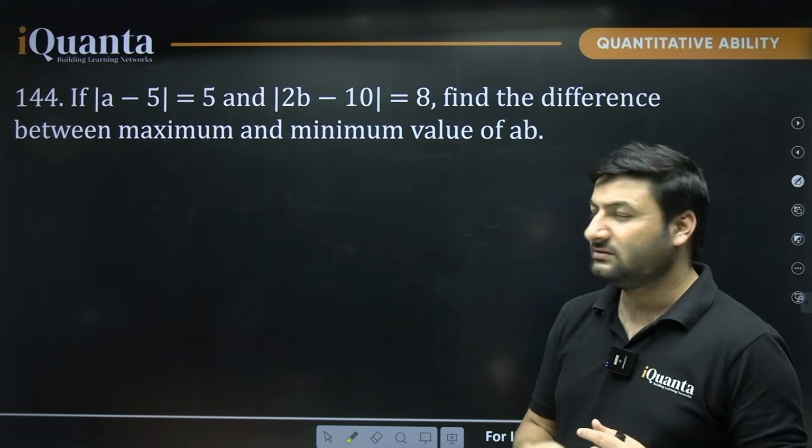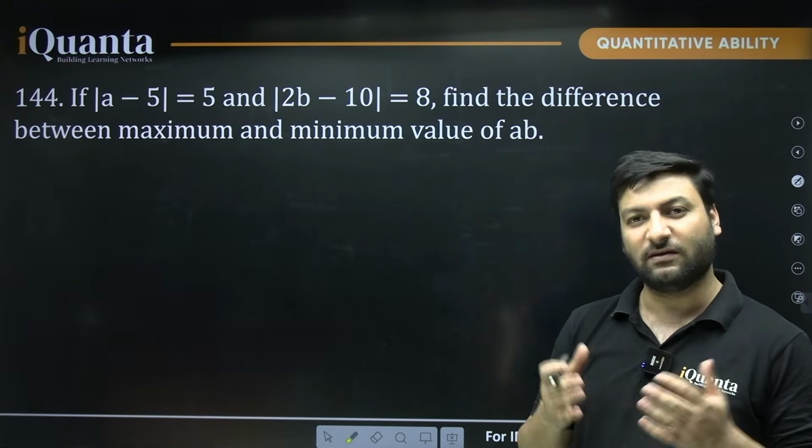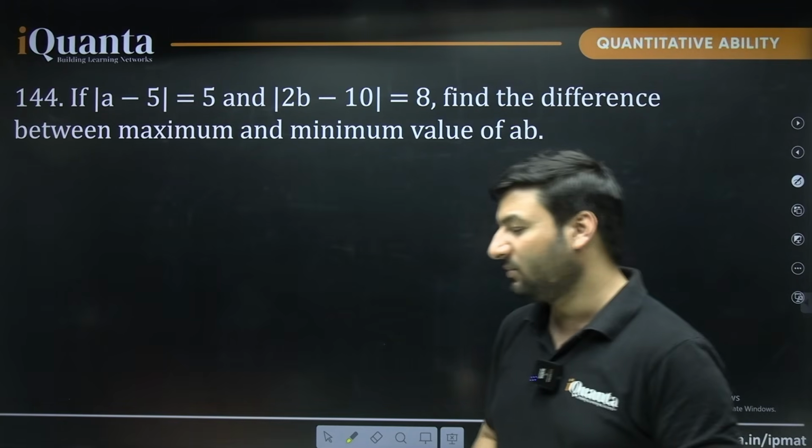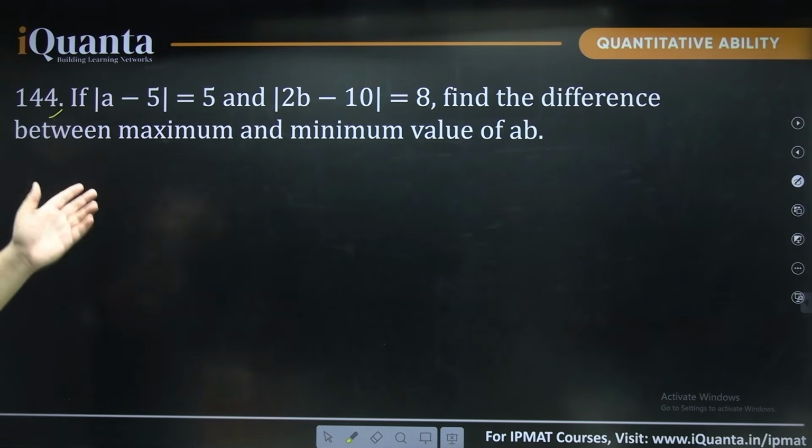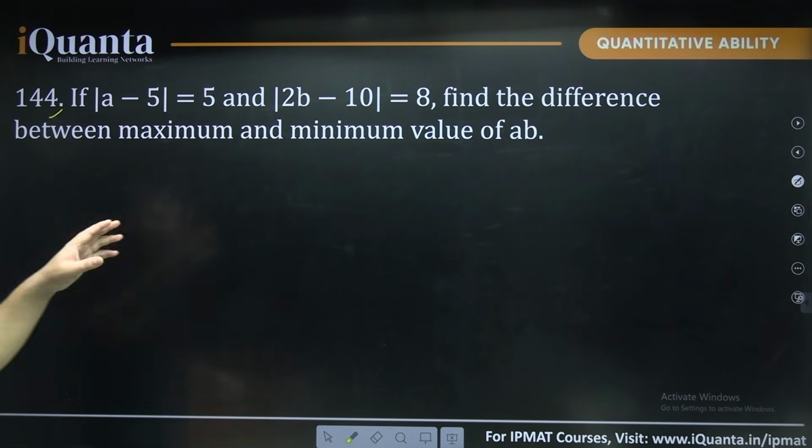We already had done somewhere around 143 questions in the series. I gave a couple of questions to you as homework. We will start with this one, an easy modulus question. If mod a minus 5 is equal to 5 and mod 2b minus 10 is 8, find the difference between maximum and minimum value of ab.